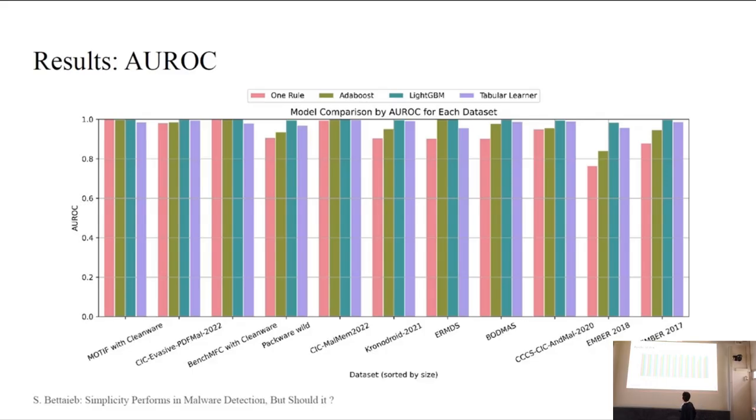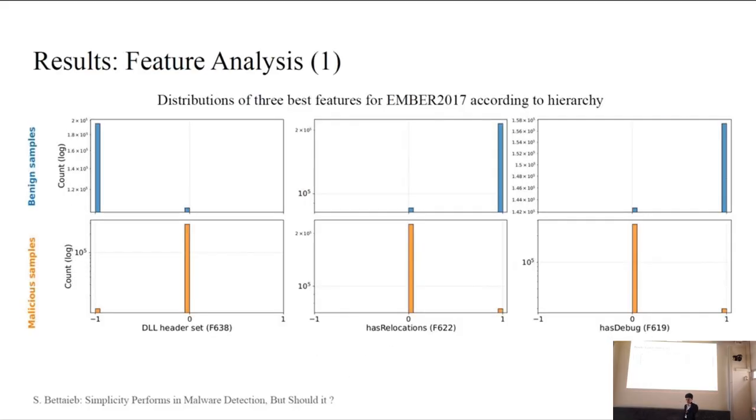We will try to analyze these decisions by analyzing the features. These are the distributions for the 3 best features on EMBER 2017. These are the most discriminative features. We have DLL characteristics, the presence of relocation entries, and the presence of debug info. Due to the time, I'll directly speak about the debug info, but maybe we can have a better discussion afterwards about the rest.